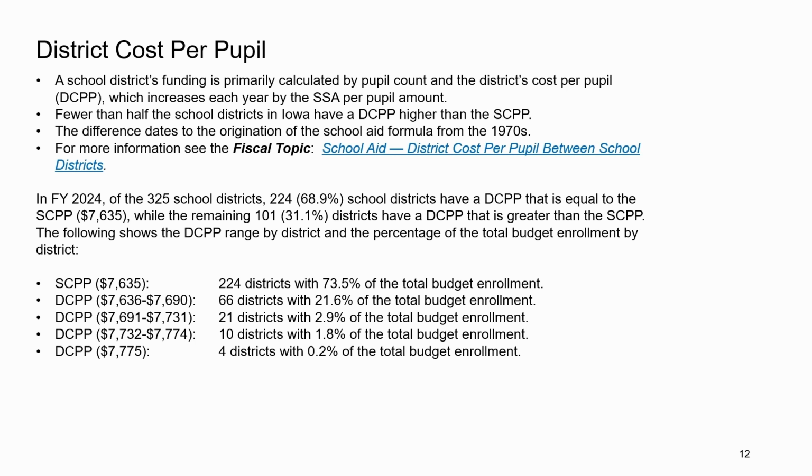Fewer than half of the school districts in Iowa have a district cost per pupil higher than the state cost per pupil. This dates to the origination of the school aid formula from the 1970s. For additional information, you may like to review a fiscal topic called School Aid, District Cost per Pupil between School Districts.